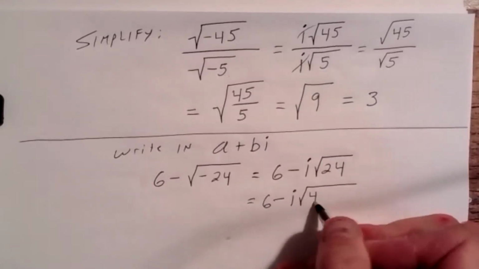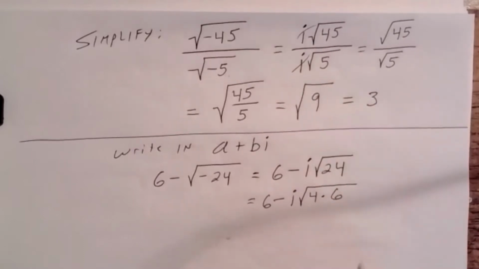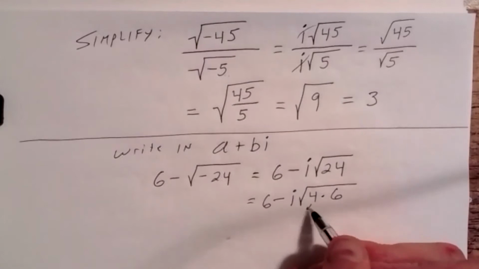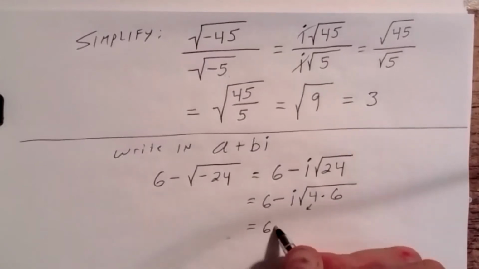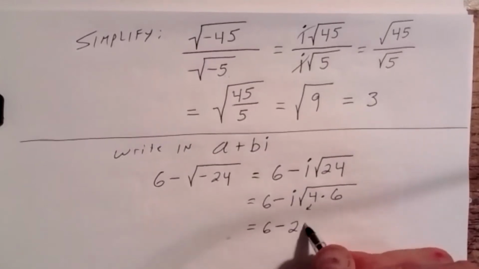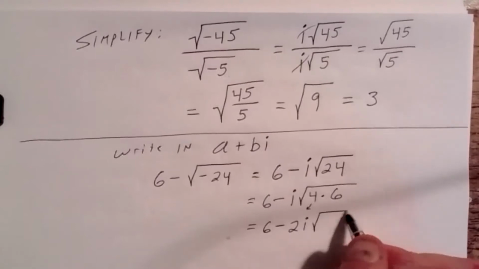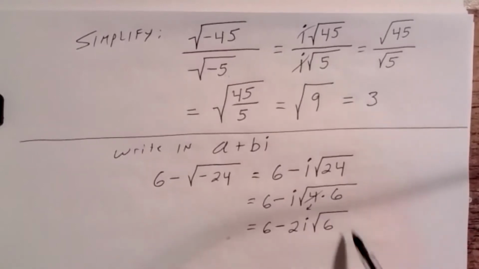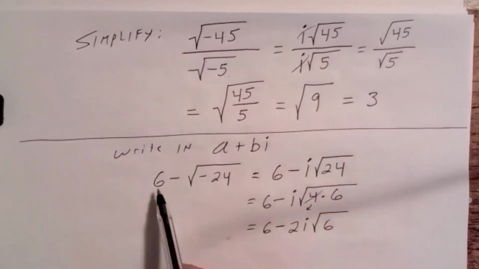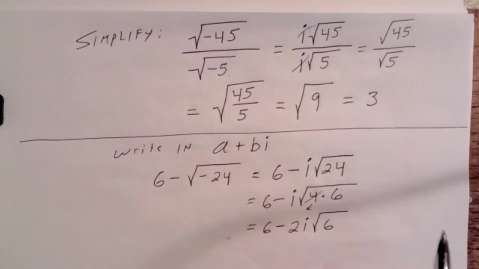24 can be rewritten as 4 times 6. The wisest choice for the factored form of 24, and the square root of 4 brings a 4 out as a 2. 2 comes out and joins this i as a factor. So we got 6 minus 2i times the square root of 6 that remains underneath. Okay. And this is it. We have rewritten this in the form of a plus bi.